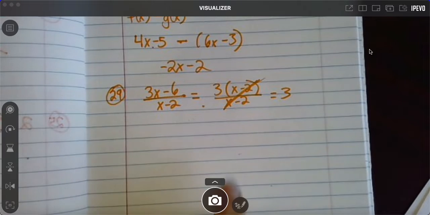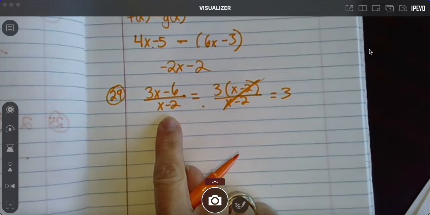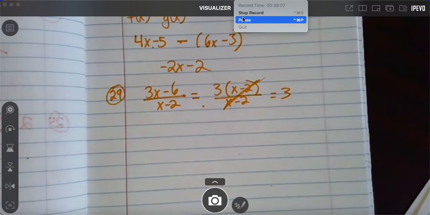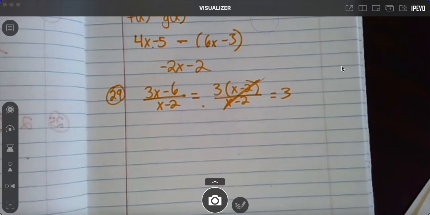On this one, in the denominator, you can't have 0. What number would make that go to 0? Everybody understands 29? I want to make sure you understand domain. There is one like 29.